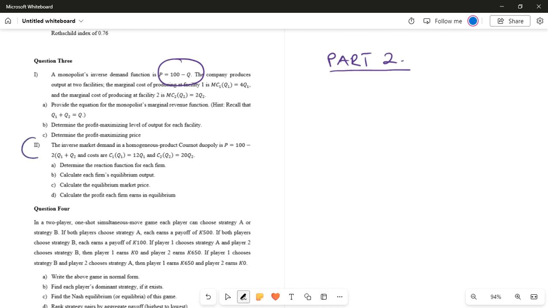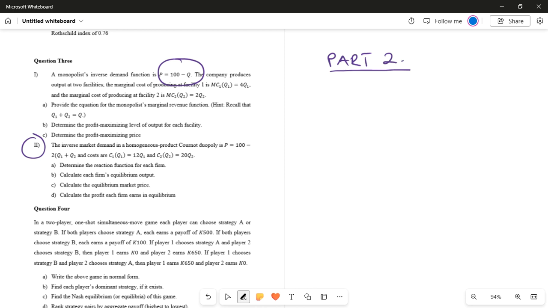Question part 2 is saying the inverse market demand in a homogeneous product Cournot duopoly. So this is coming from oligopoly. Oligopoly is just one of the market structures. Under market structure, there's perfect competition, there's oligopoly, there's monopoly, then there's monopolistic competition. So this question is coming from oligopoly.